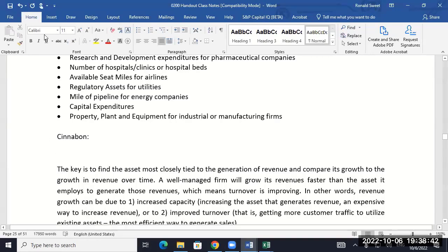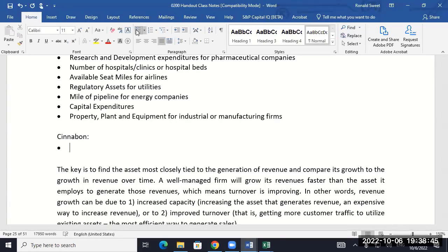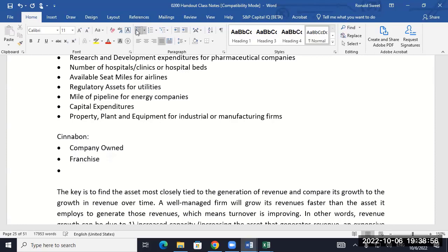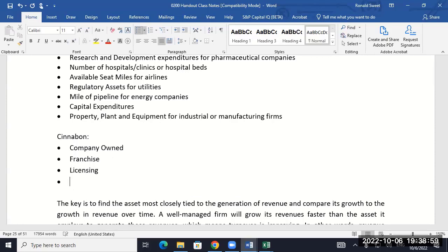So Cinnabon had three things. They have franchise. So they didn't actually own, well, they probably had some company owned. I don't think they had many. I think that was going way down. Franchise. They had licensing. And they had CPG. Y'all remember CPG? I didn't know this word until I listened to Business Breakdown. CPG, any guesses? Consumer packaged goods.